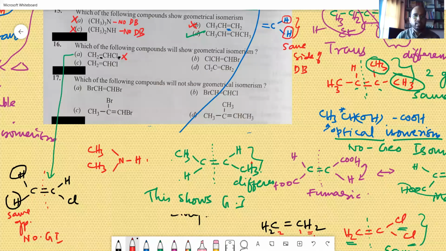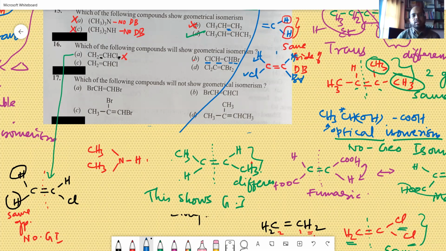Next is the compound B. In B, you have to draw a structure like this. C double bond C is drawn. One is H, the other one is Br, and another one is H, another one is Cl. Clear? Cl, H, Cl, H, Br, H, Br, H. If you draw the line there, you get different groups there. So this shows geometrical isomerism.